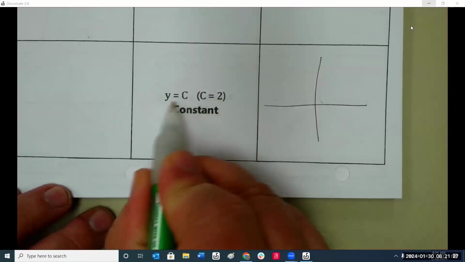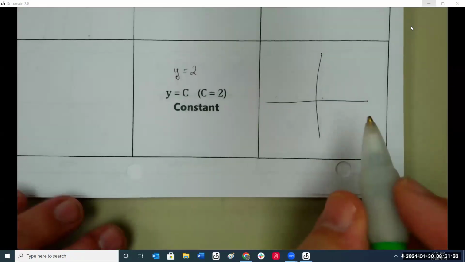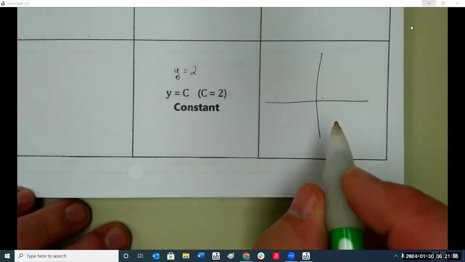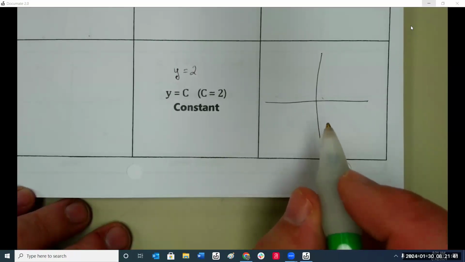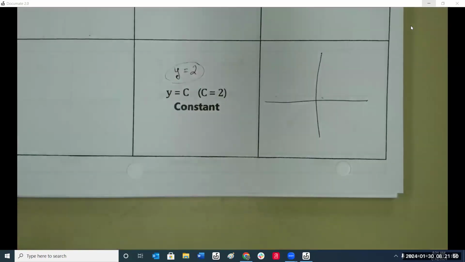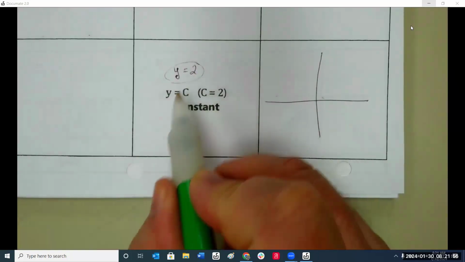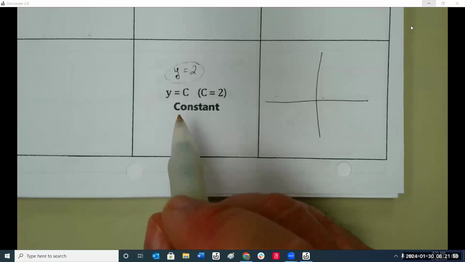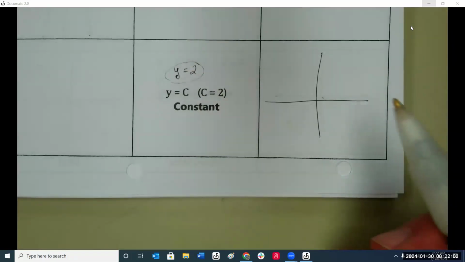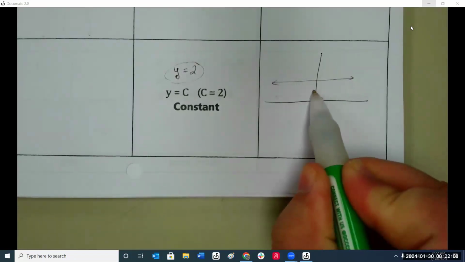For this one, for example, what if we had the equation y equals 2? What do we know about that graph? It's a straight line. What kind of line? Horizontal line. Why is it a horizontal line? Because no matter what x you give me, y is always going to be 2. And you can only have an intercept if you have that letter in the equation. There's no x, so we can't have an x-intercept. In other words, it can't move. So it's got to be horizontal through 2.